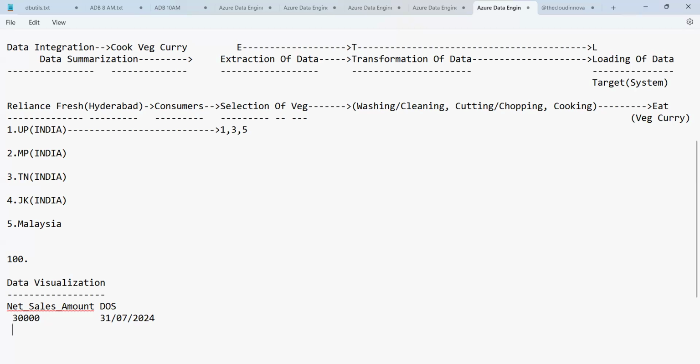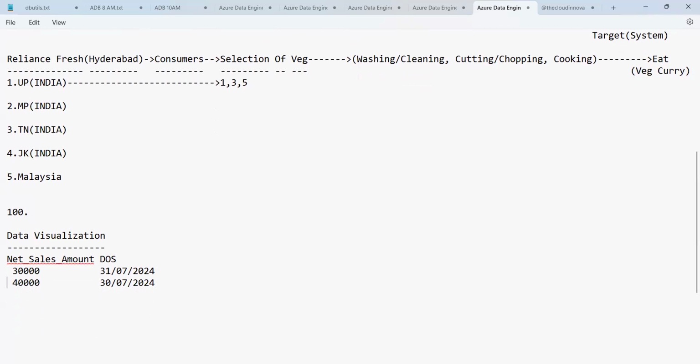And now here you have 40,000, on 30th of July 2024. That's it. Now tell me, guys, here you have 2 days of sales data. Which day has more sales? Can you tell me, please? Whether the 30th or the 31st, which day's sales is more?